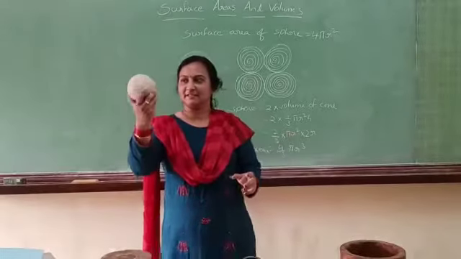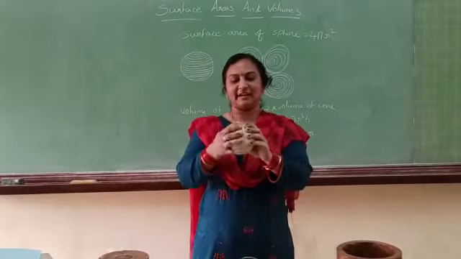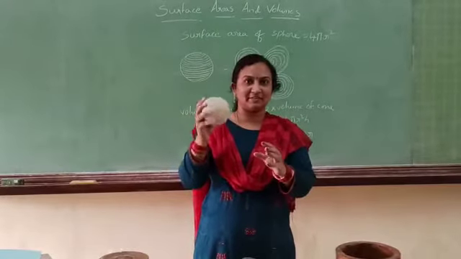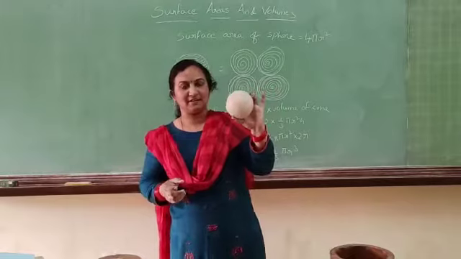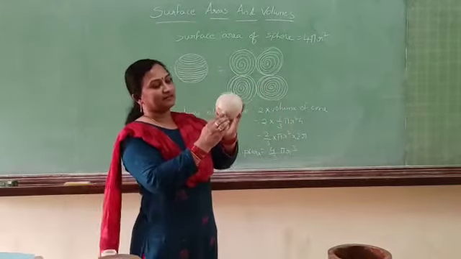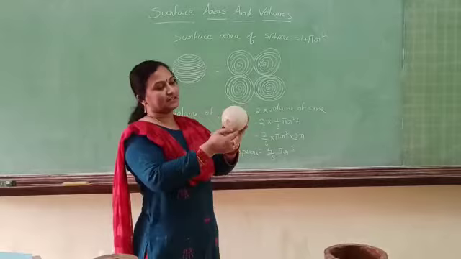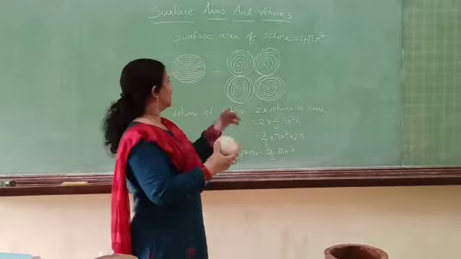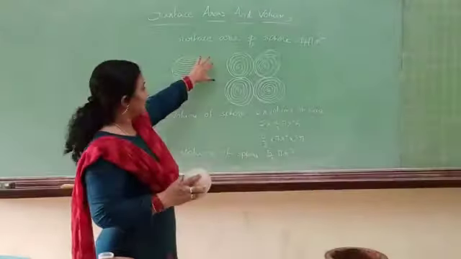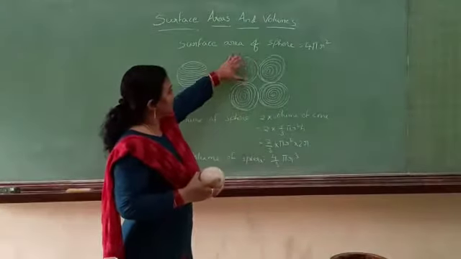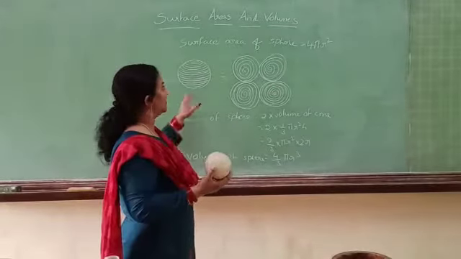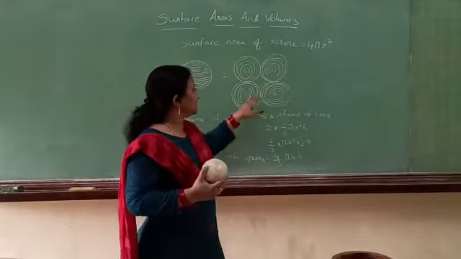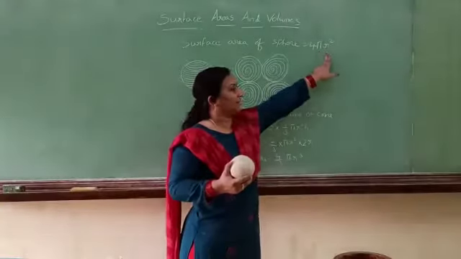See here, this is a sphere. In a sphere we do not have lateral surface area, we have only total surface area. We have actually no edges for a sphere. So what is the surface area of a sphere? When you take a thread and tie it along the surface of this sphere, and after unwinding it and placing it like that, we will get 4 circles. That means the surface area of a sphere is nothing but 4 times the area of a circle, which is equal to 4 pi r square.